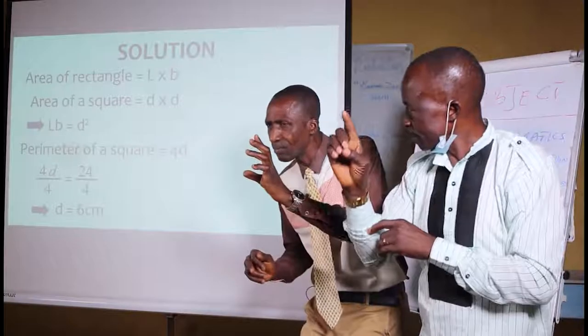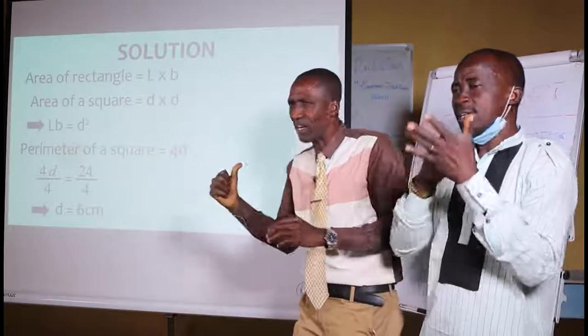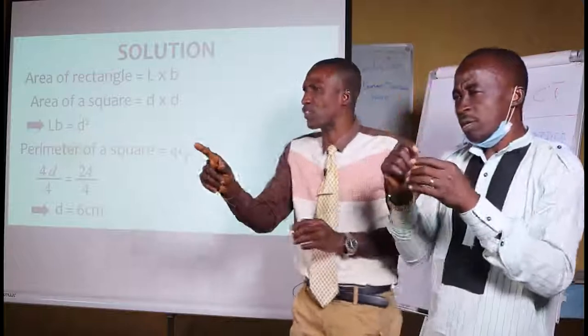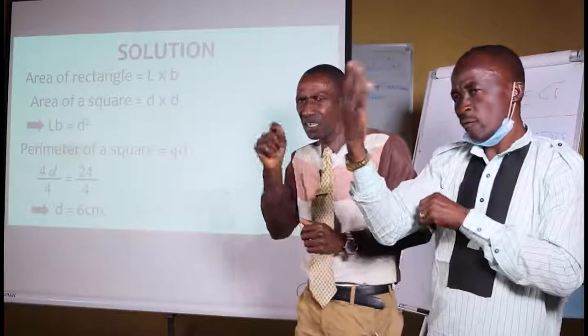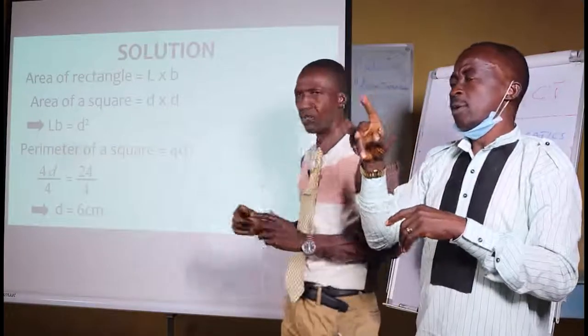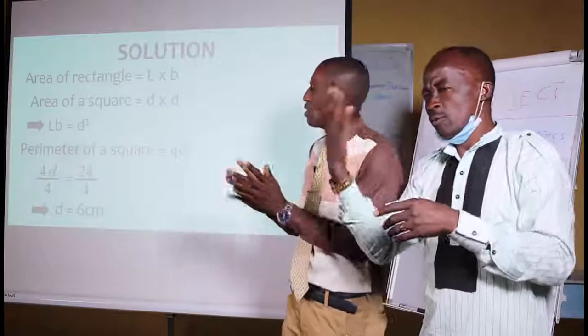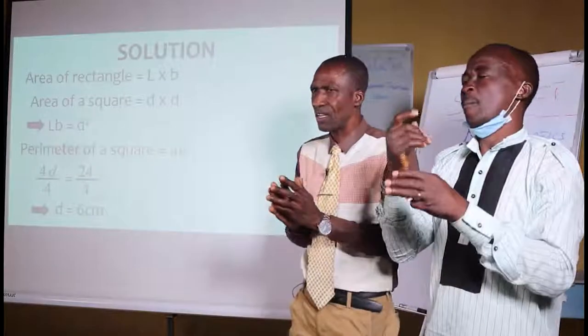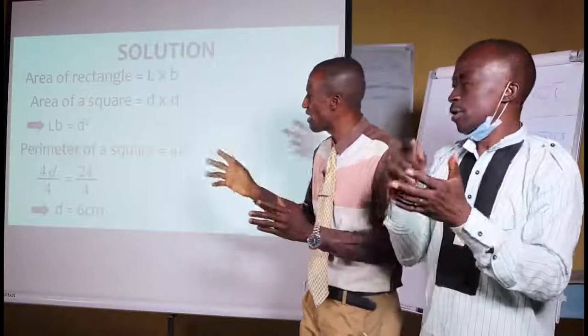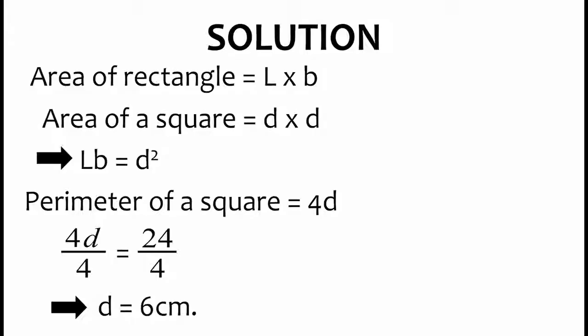But again, it is also written in the question that the perimeter of the square is 24 centimeters. The formula for calculating the perimeter of the square is given as 4d. So we now have 4d is equal to 24. Then by way of calculation, our d becomes 6.